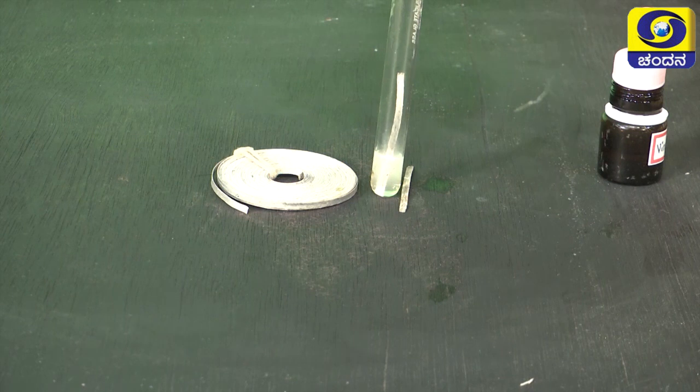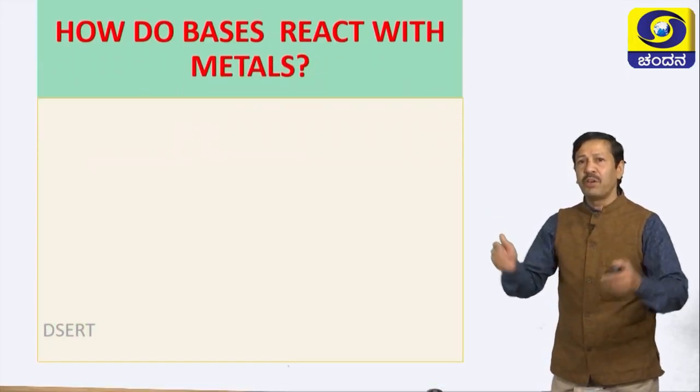When magnesium reacts with acetic acid, it produces magnesium acetate plus hydrogen gas. By this you will understand metals displace hydrogen from dilute acids. Now let us move on to the next slide.